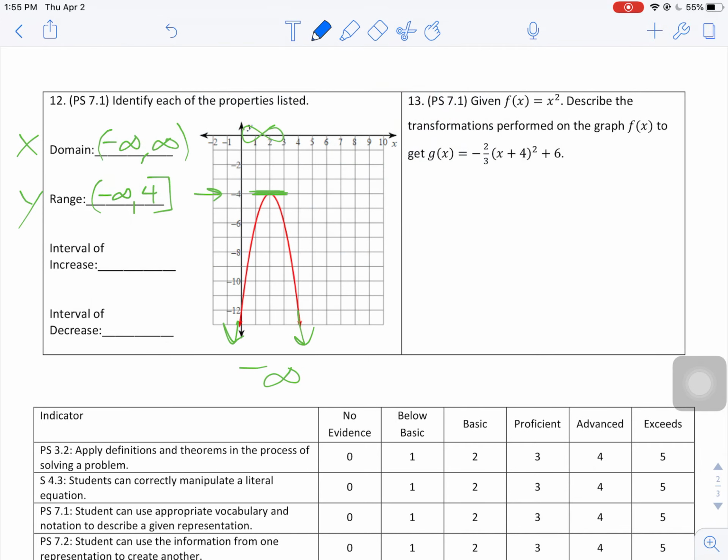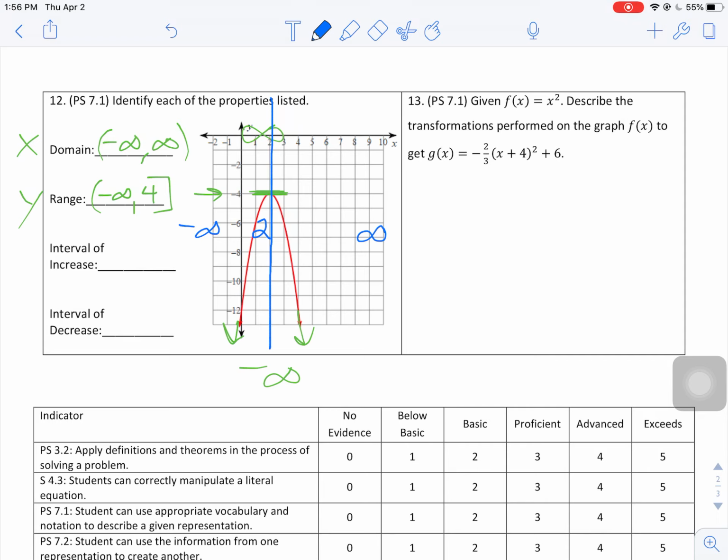For the increasing and decreasing intervals, these are those ones in class where we said put negative infinity on the left, positive infinity on the right, draw in your axis of symmetry through your vertex, and then I would even go as far as to jot down the x-coordinate of your vertex, because that's the x value where your graph changes if it's increasing or decreasing.